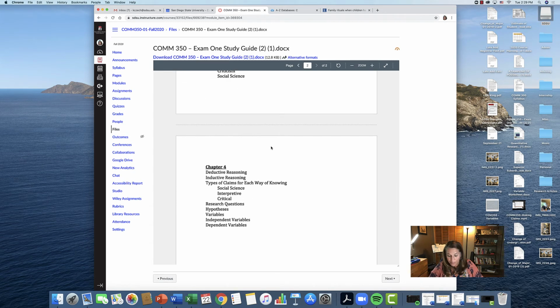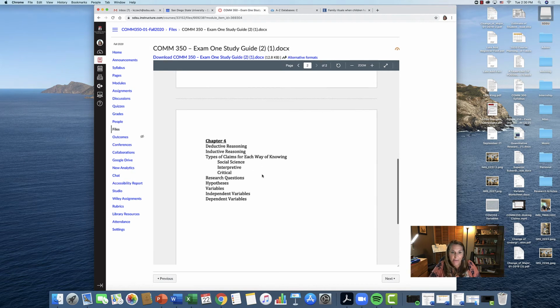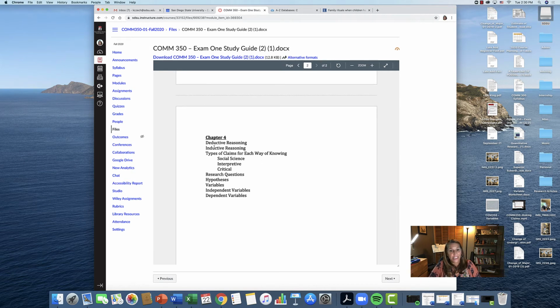We did skip chapter 3, and I will be coming back to that, but we went over to chapter 4 and started looking at making claims. I talked a little bit about deductive and inductive reasoning, and those words are defined in chapter 56 when we went through the research circle. And then I wanted you to know the types of claims for each way of knowing. We did this a little bit.